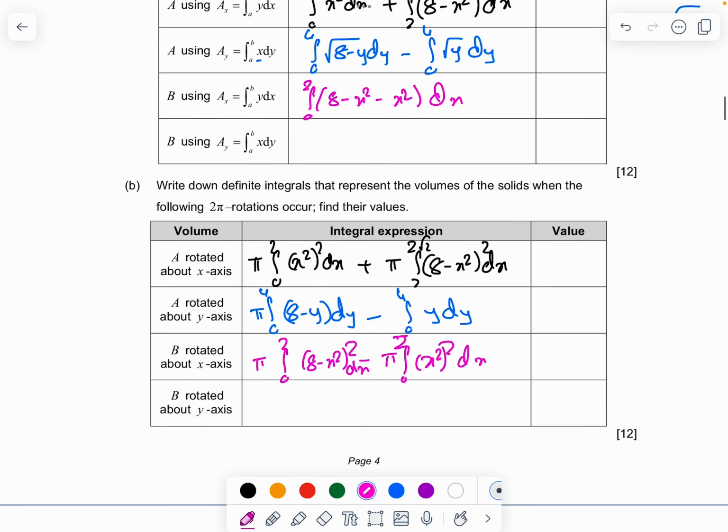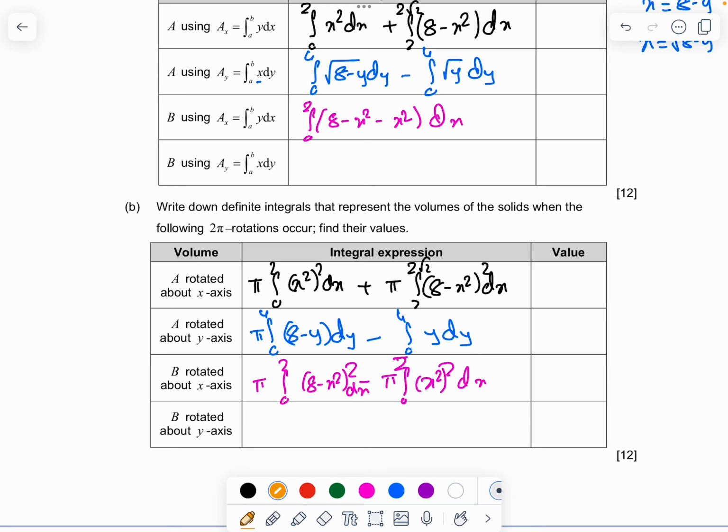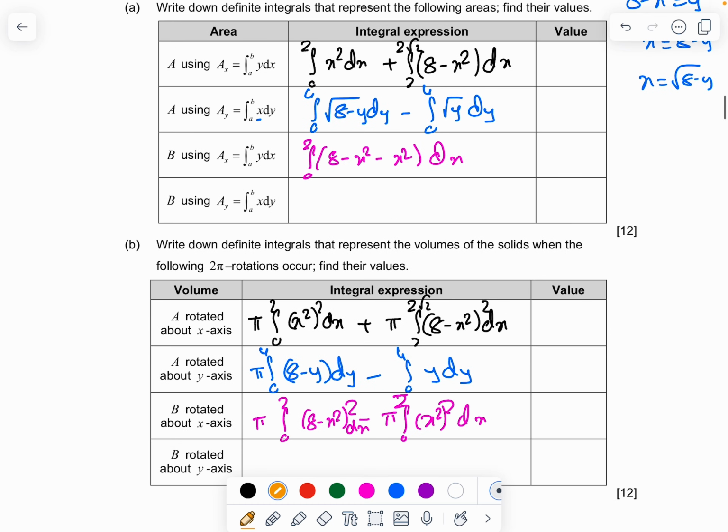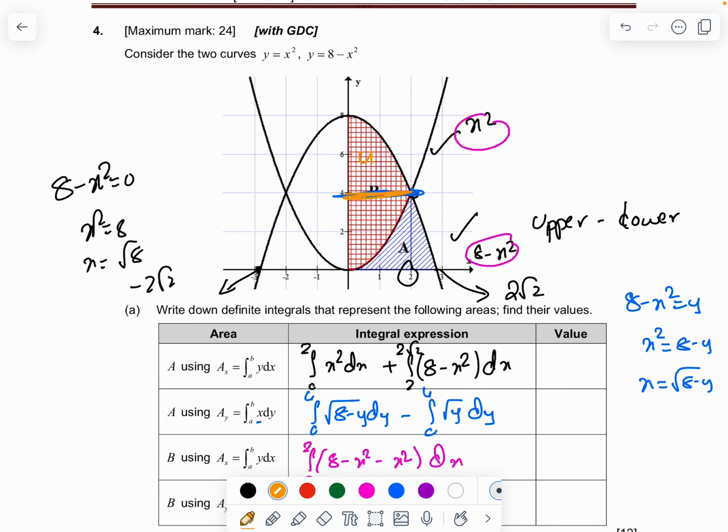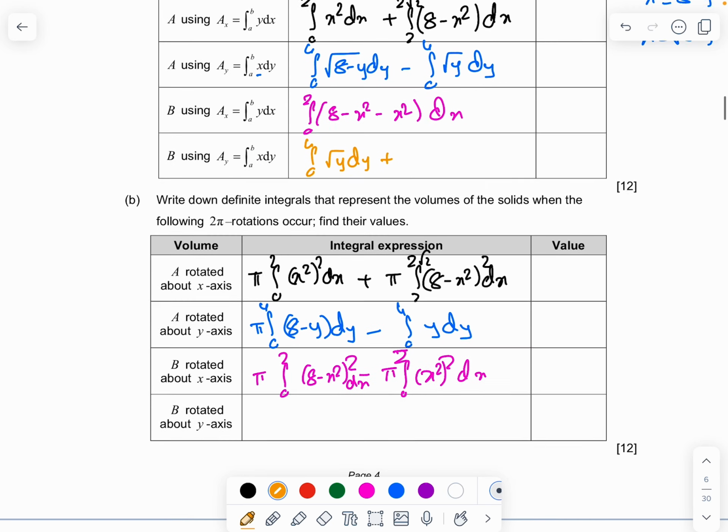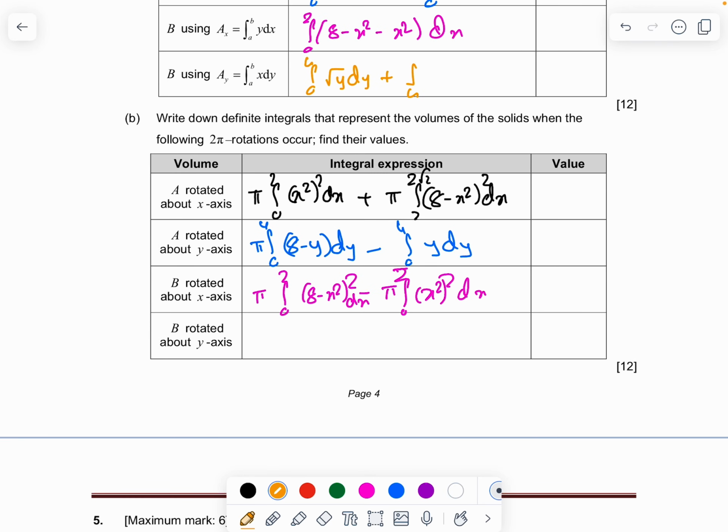Now with respect to the y-axis, it will be 0 to 4 square root of y dy plus, because for part B there are two parts, b1 and b2. 0 to 4 square root of y, and 4 to 8 will be the other one. And 4 to 8 will be square root of 8 minus y dy. So 0 to 4 pi y dy plus pi 4 to 8, 8 minus y dy. That's going to be the answer.